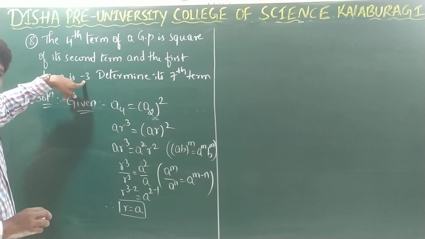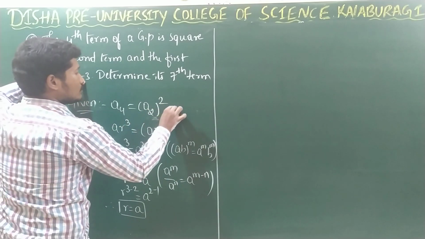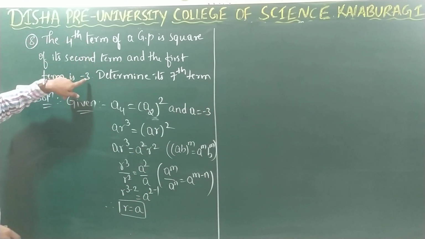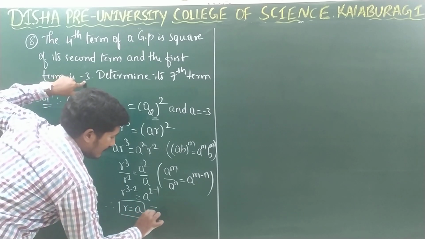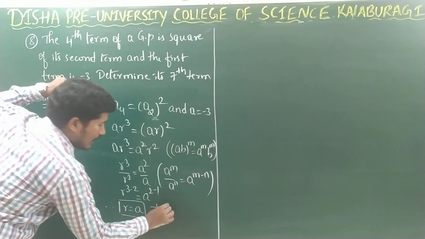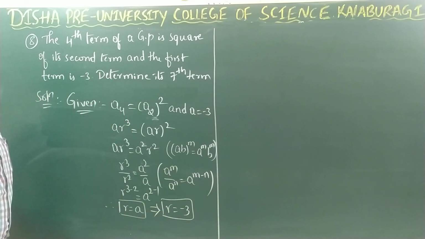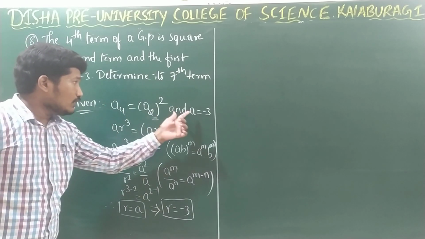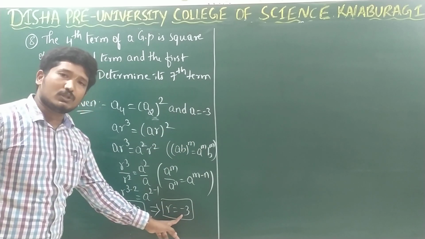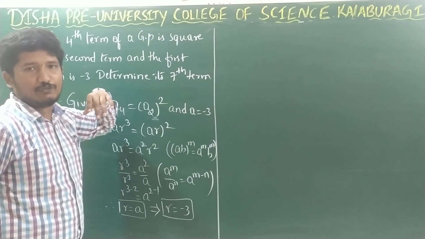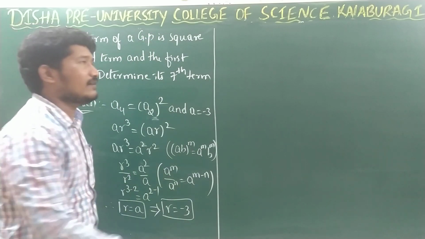What is the value of a we have, right? And we are also given what here? First term a is equal to -3, right? So if a is equal to -3, then r will also be equal to -3, right? Why? Because r is equal to a. So I hope you understood what I did here, right? So now see, we know the value of a. We got to know the value of r, and we have the value of n. So let us substitute in the nth term formula and let us calculate the seventh term.